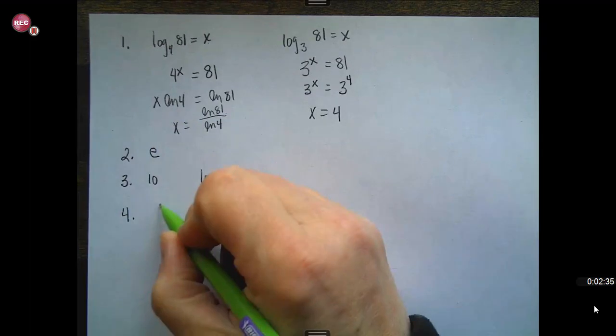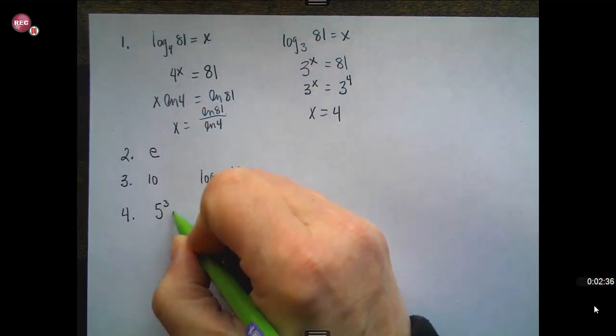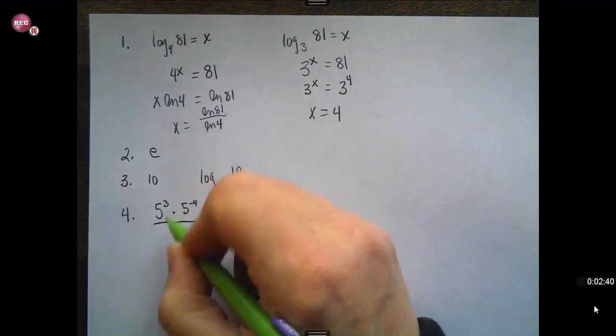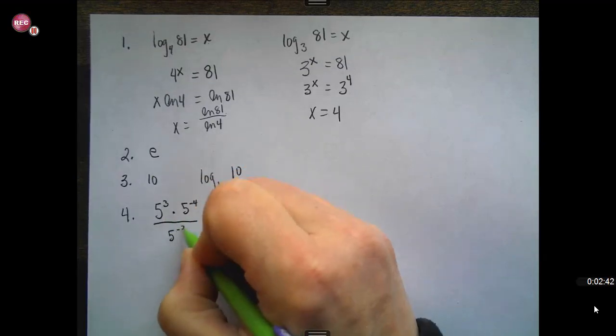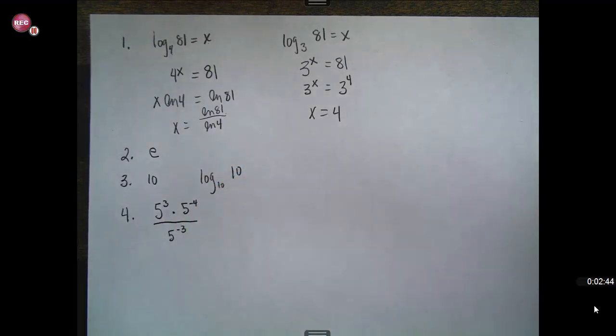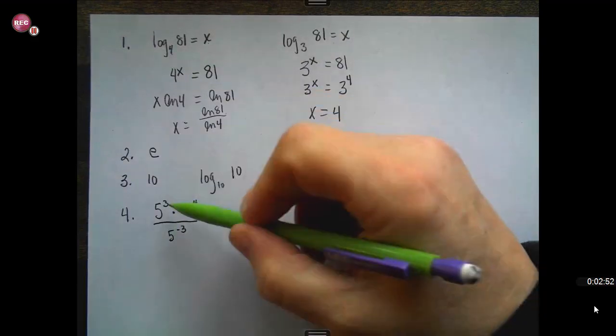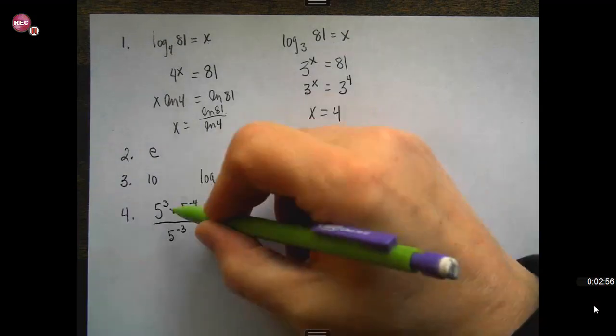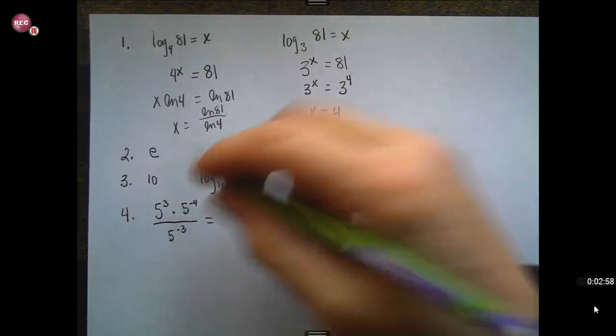Number 4, I have 5 to the 3rd times 5 to the negative 4 over 5 to the negative 3. And, like always, there's a multitude of ways I could get started. Here's how I would get started. I would combine my numerator. And when you have the same base raised to these exponents, you add the exponents.